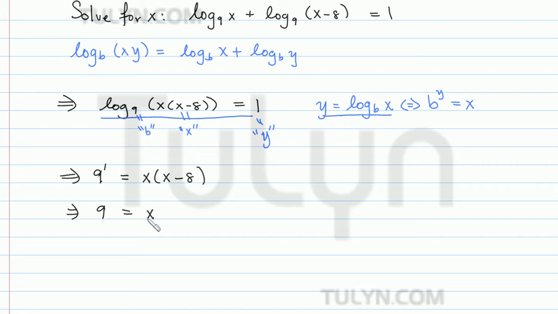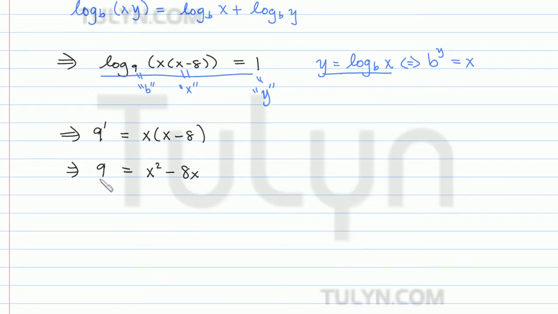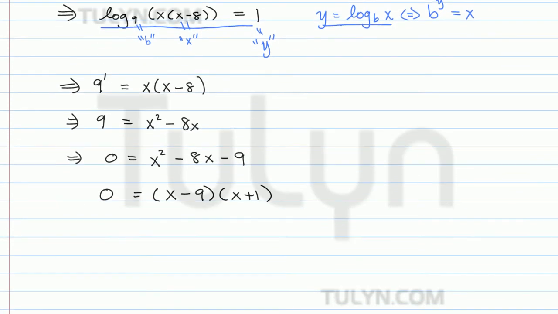So 9 is equal to x squared minus 8x, and since this is looking like a quadratic equation, let's subtract both sides of the equation by 9. So we get 0 is equal to x squared minus 8x minus 9. So now we have a quadratic equation, and let's try to factor it. So if we try to factor it, we get x minus 9 times x plus 1 is equal to 0, right? Since negative 9 times 1 is negative 9, and negative 9 plus 1 is negative 8.